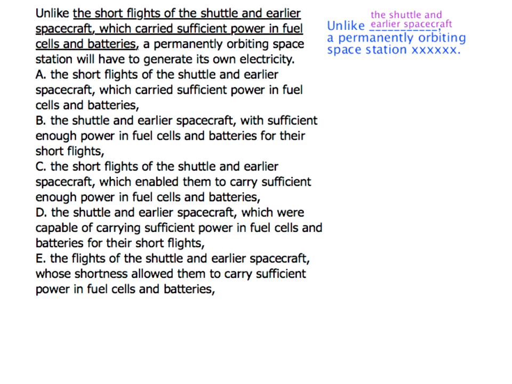So we need the actual things that are being contrasted with the space station, i.e., not the flights, not the flights, not the flights. So those three choices are the incorrect wrongness of incorrectitude. Okay, that leaves us with B and D, boy and dog. So the shuttle and earlier spacecraft. So if you look at what is actually different between B and D, boy and dog, "in fuel cells and batteries for their short flights" is identical.